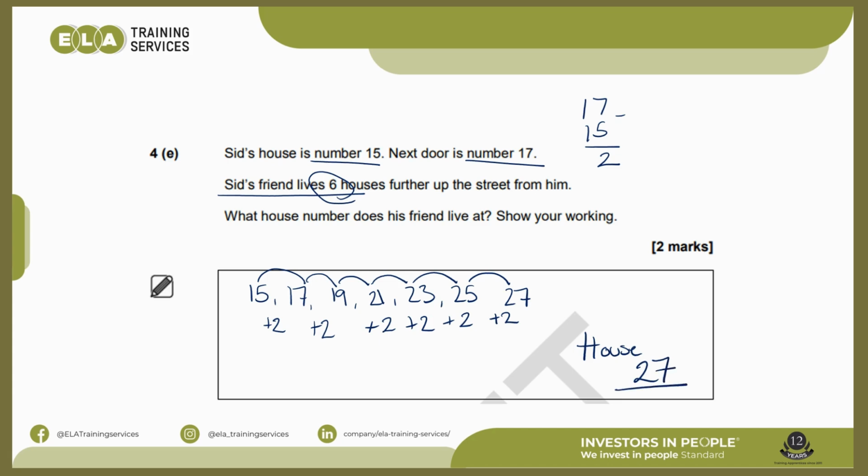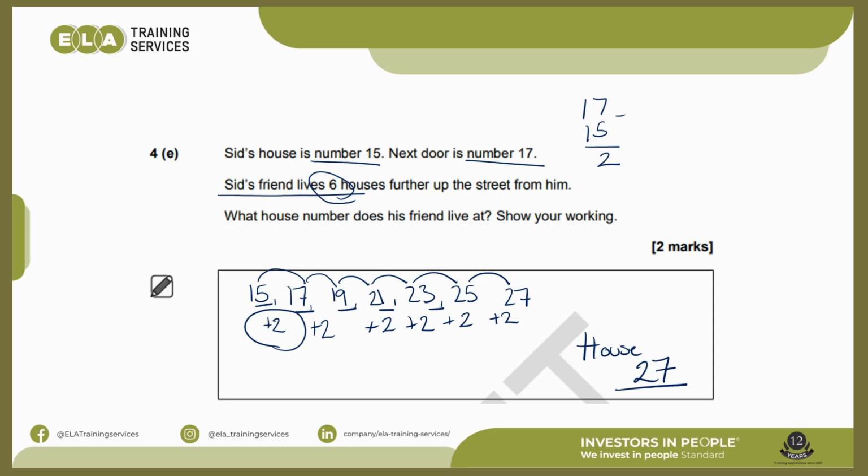27. What else do we notice about this pattern? It's going up in intervals of 2, but these are also all odd numbers, aren't they? Because they end in 5, 7, 9, 1, 3, all the odd numbers.